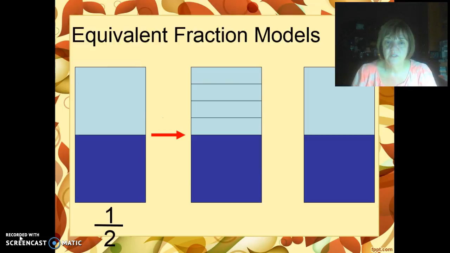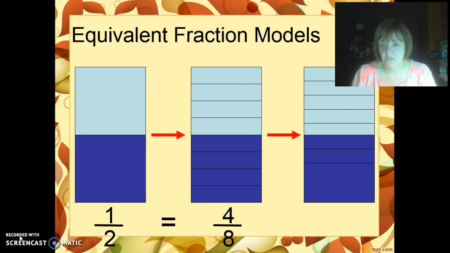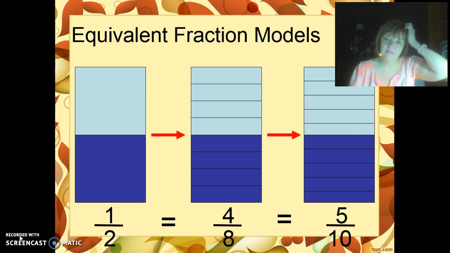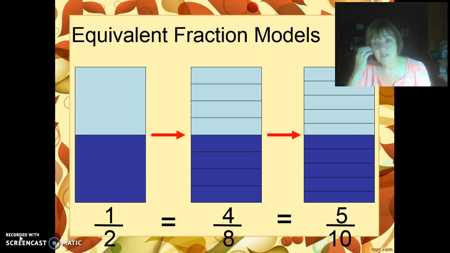Here's another one. Look at this one. I'm going to cut this one up into 8 pieces total. So you can count the blue on the top, the light blue. That's 4 of them. And a denominator is the total number of pieces. Okay? So it's equivalent. 4/8 is equivalent to 1/2. And here I'm going to cut it up into 10 pieces altogether. All right, and that gives us 5/10 is exactly the same thing as 1/2. Pretty cool, huh? We're just splitting it up into smaller pieces.